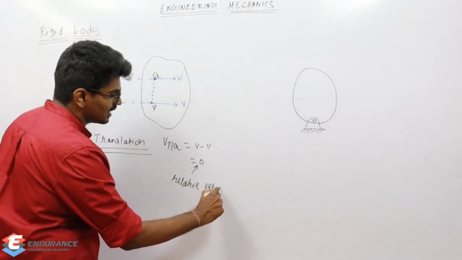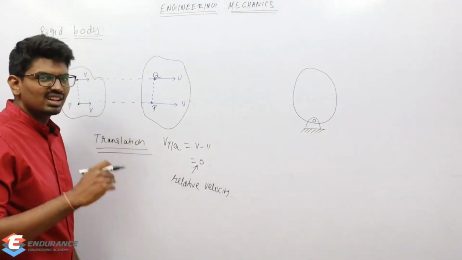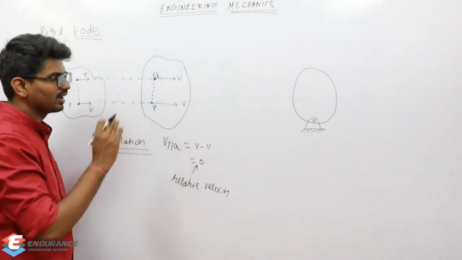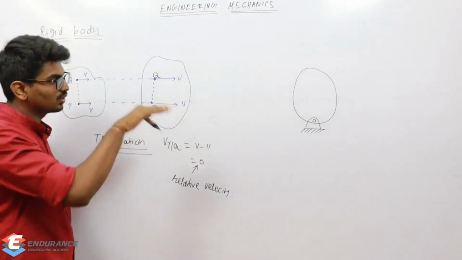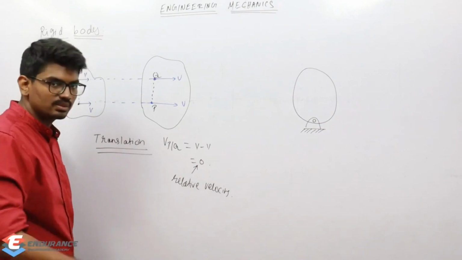So in this case, when there was pure translation, only translation, the relative velocity between the 2 points, even perpendicular to the line, will be 0, which means the velocity will be the same.